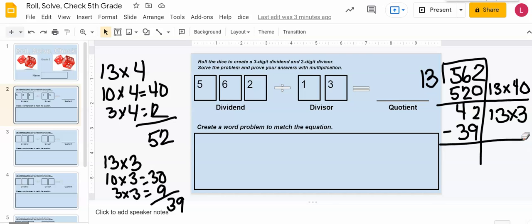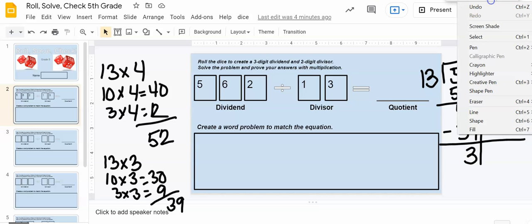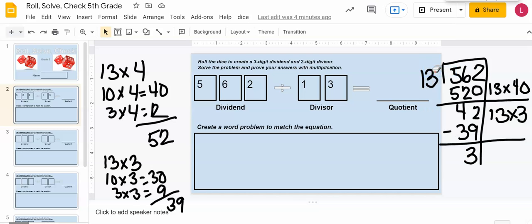Well, I'm going to add up. I know 39 to 40 is 1, and 40 to 42 is 2 more. So I know that that is 3. 13 won't go into 3, so that's a remainder, so it's actually 3/13 left. So how many times did it divide? Let's see. It was 43 with a remainder of 3.